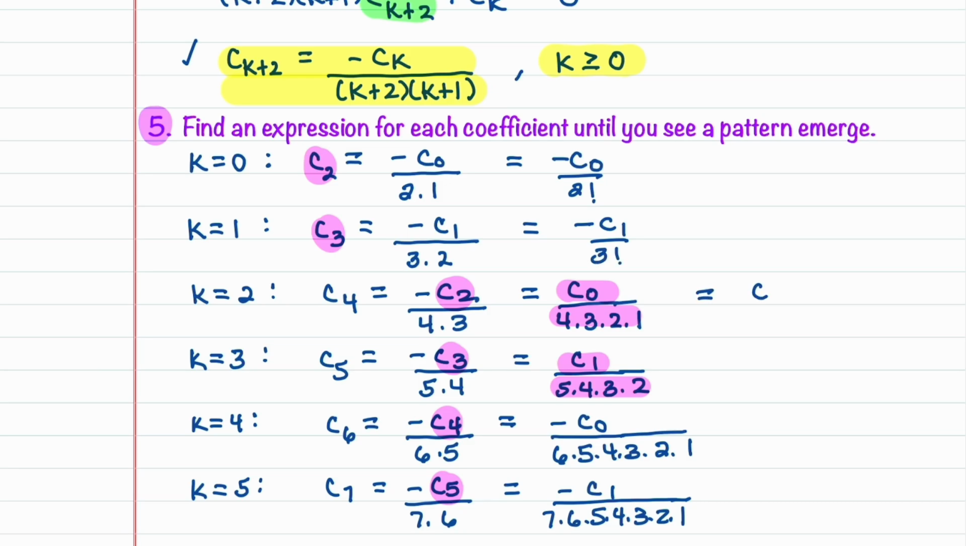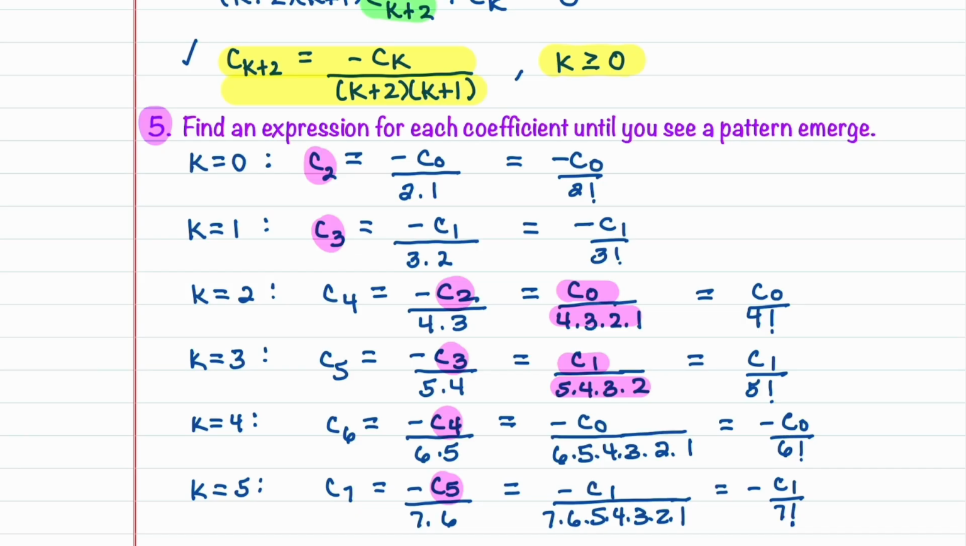C4 is C0 over 4 factorial. C5 is C1 over 5 factorial. Now we're going to pick up a sign change. C6 is minus C0 over 6 factorial. And then C7 is minus C1 over 7 factorial. Let's now think about the pattern.